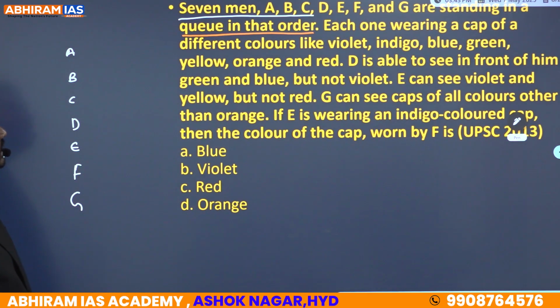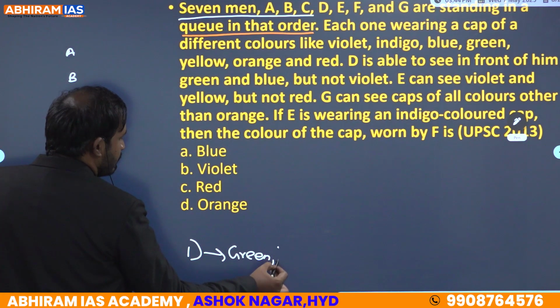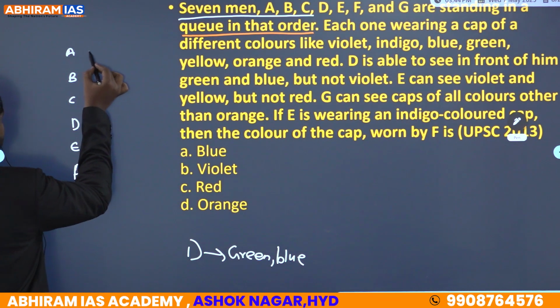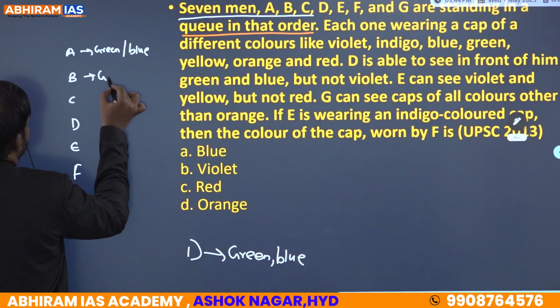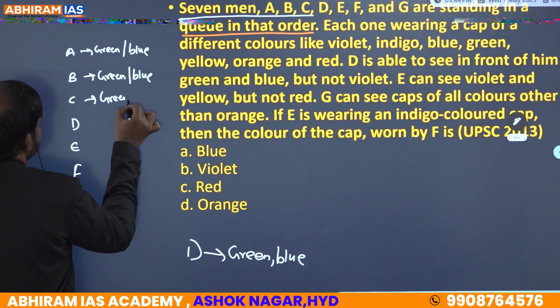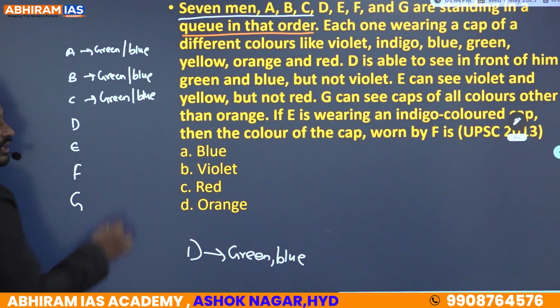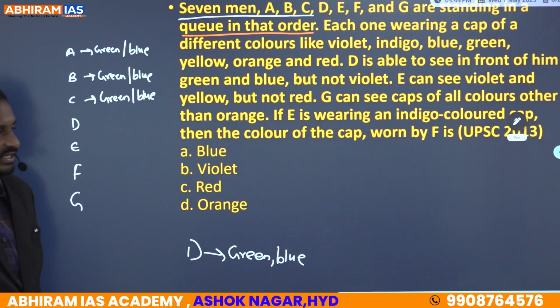Okay, next, D is able to see in front of him green and blue. D in front of him can see green and blue. That means there is chance for green or blue here. There is chance for green and blue here, and there is chance for green and blue here. Why? Because D is able to see two caps, green and blue. Okay, next. But not violet. D is not able to see violet. That means violet can be worn by D or any person after D. That means E, F, G.